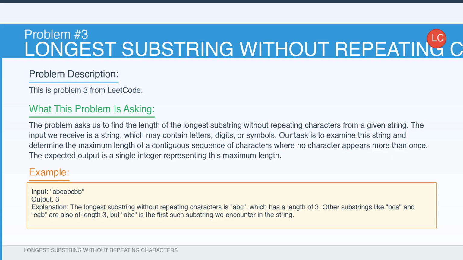For instance, consider the input string ABCABCBB. Here, the longest substring without repeating characters is ABC, which possesses a length of 3. Although alternative substrings such as BCA and CAB share this length, ABC is the first occurrence we encounter. Join me as we unravel the intricacies of this problem and discover the elegant solutions that lie within.